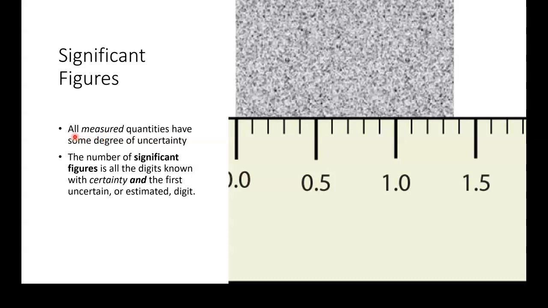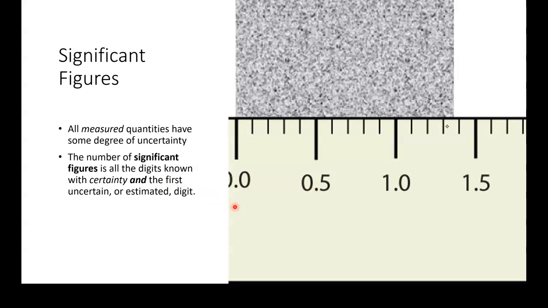But if you were to take the mass of those eggs and put them on a balance, there might be some uncertainty in the instrument. And so significant figures are all the digits that we know with certainty and the first uncertain one. And so that's where that comes from.